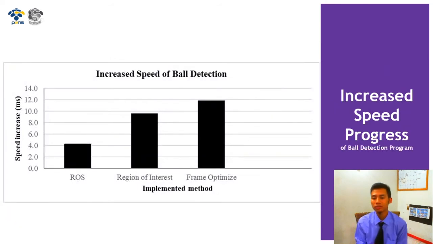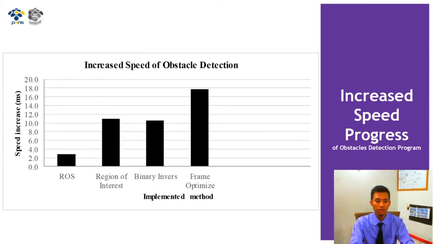And this is the graph of the speed increase progress of the ball detection program. First is ROS, around 4 milliseconds better, region of interest around 10 or 9 milliseconds, and frame optimization around 12 milliseconds. In obstacle detection, ROS takes 3 milliseconds better, region of interest 11 milliseconds, binary inverse 10 or 11 milliseconds, and the highest effect is frame optimization, 17 or 18 milliseconds.